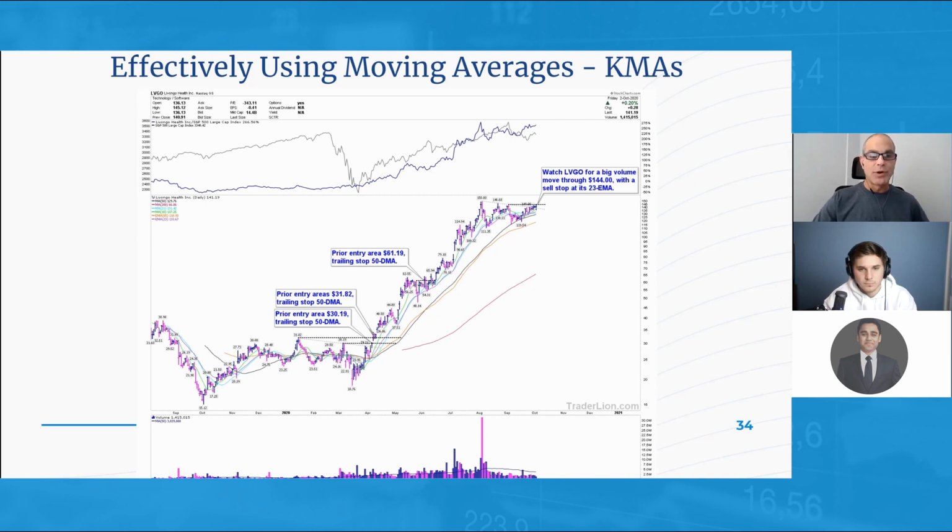And in this case, we are looking at an example of LVGO from, I guess, back in 2020. So after this breakout, it acts like a champ. What we're looking at here before we get going on, let me back up a minute here. Our red moving average, our longest term, is a 200-day simple moving average. The black, thank you.